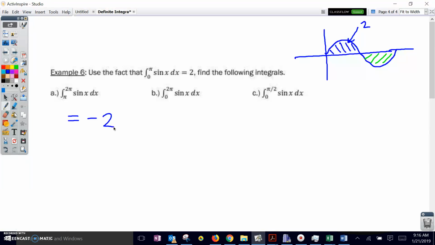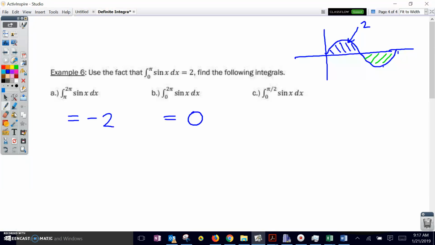The integral from 0 to 2 pi of sine of x dx. Now we go through and look at these first two arches. The integral counts the first one as positive 2, counts the second one as negative 2, and so adding those together, the value of that integral is just going to be 0.